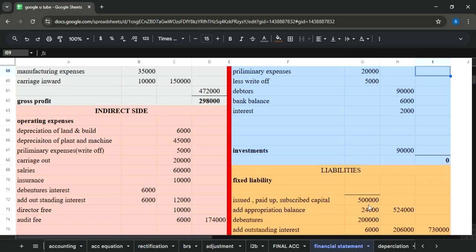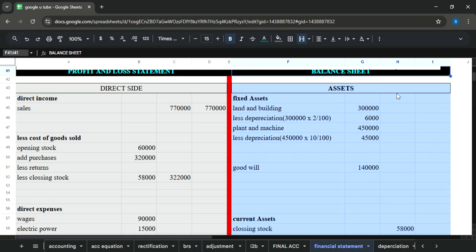We can now focus upon the asset side. Here a few adjustments are present. Let's calculate the amount of plant less its depreciation. Then we have land and building. So for land and building and plant, we have subtracted their depreciation. Goodwill was supposed to be present over here, 140,000. Alright guys, all fixed assets are now finalized. We can take the sum of all fixed assets. This is the total of fixed assets.